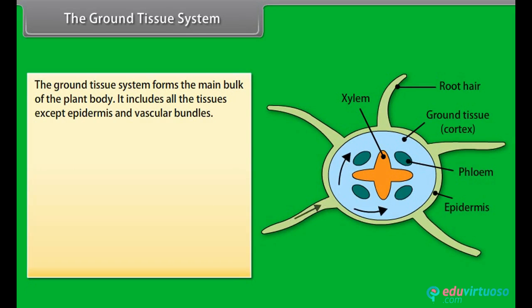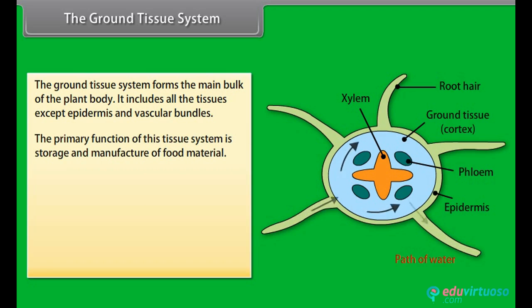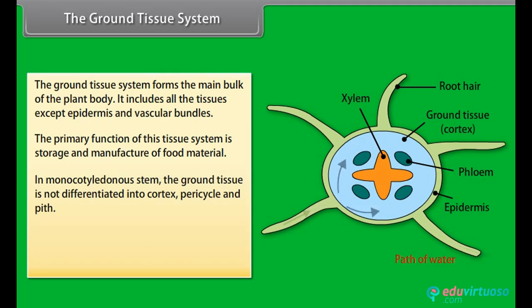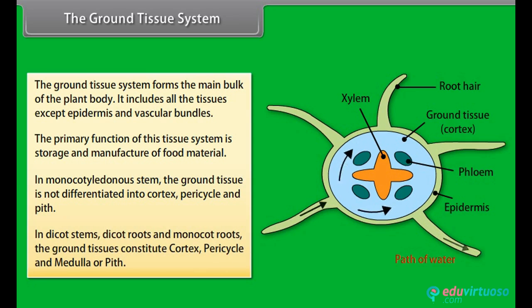The ground tissue system forms the main bulk of the plant body. It includes all the tissues except epidermis and vascular bundles. The primary function of this tissue system is storage and manufacture of food material. In the monocotyledonous stem, the ground tissue is not differentiated into cortex, pericycle and pith. In dicot stems, dicot roots and monocot roots, the ground tissue constitutes cortex, pericycle and medulla or pith.